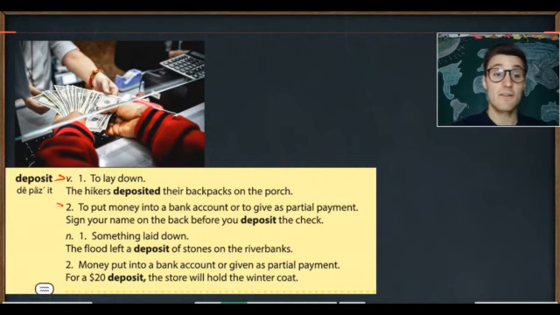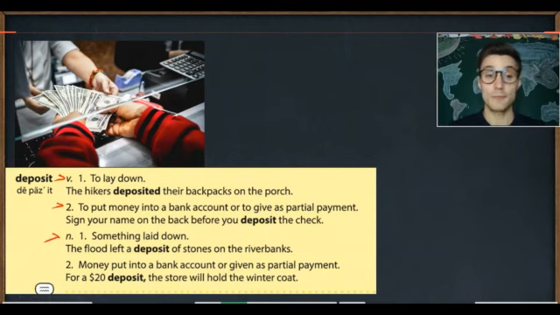The second verb meaning means to put money in a bank account or to give as partial payment. If you deposit money, you put it into the bank account. If you have cash, you can go to the bank to deposit it in your account. Then you can swipe your card, right? You can make a deposit. Sign your name on the back before you deposit the check.